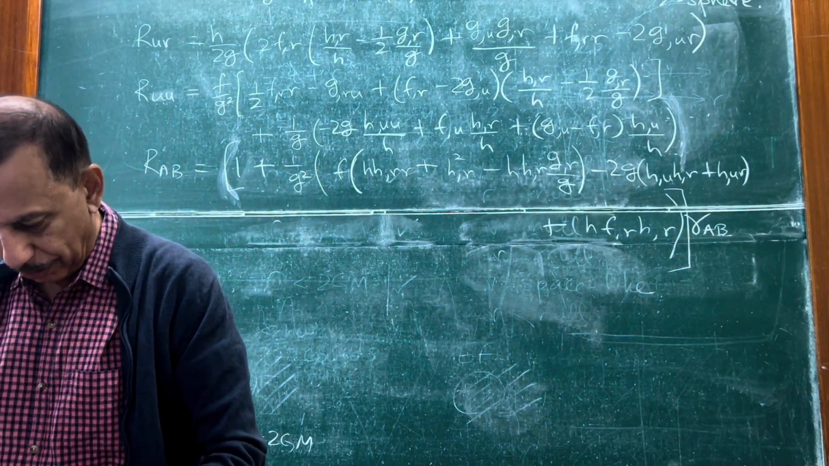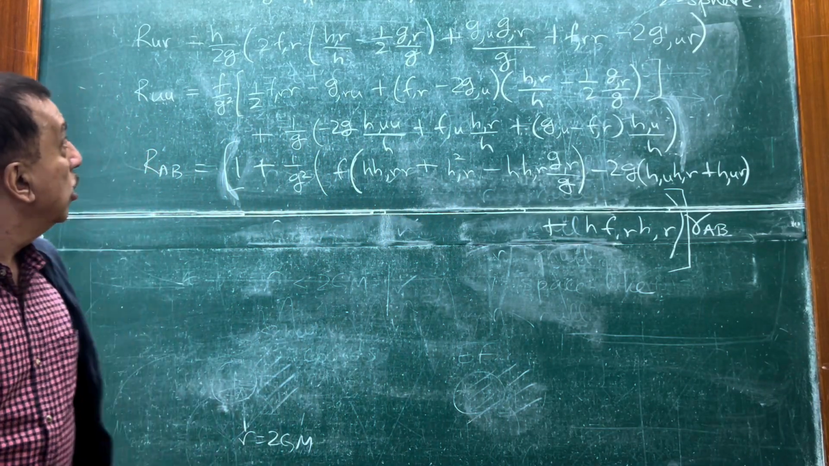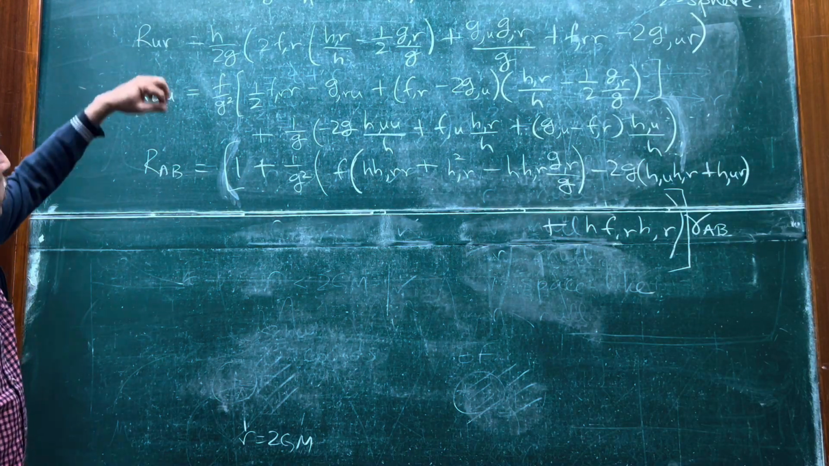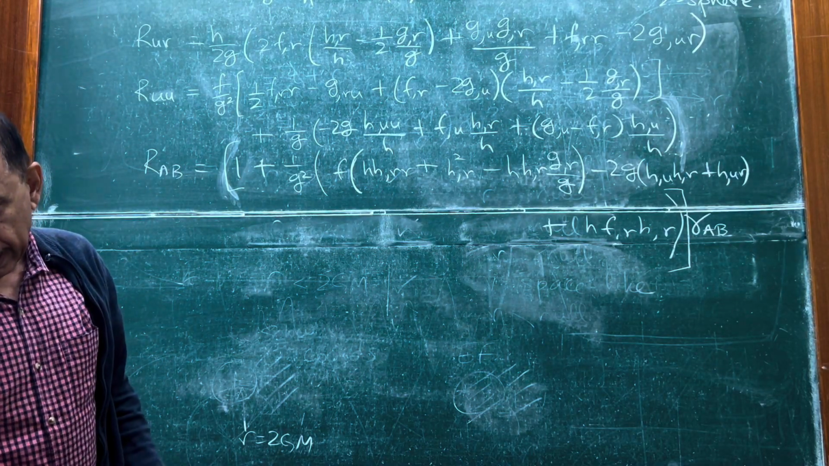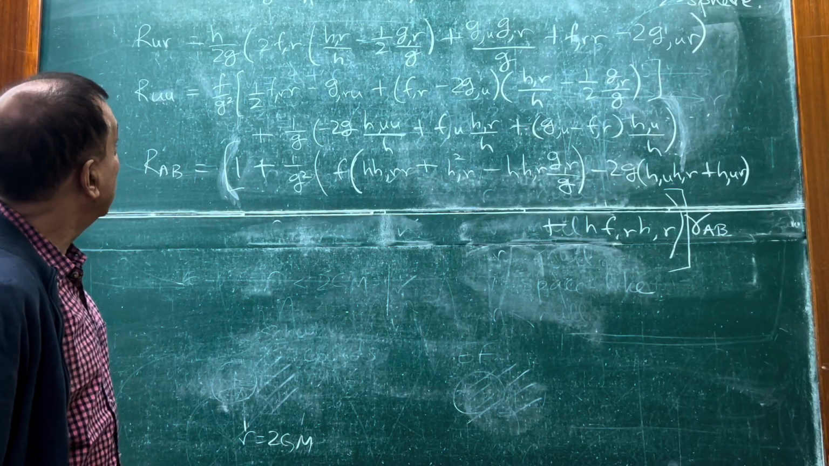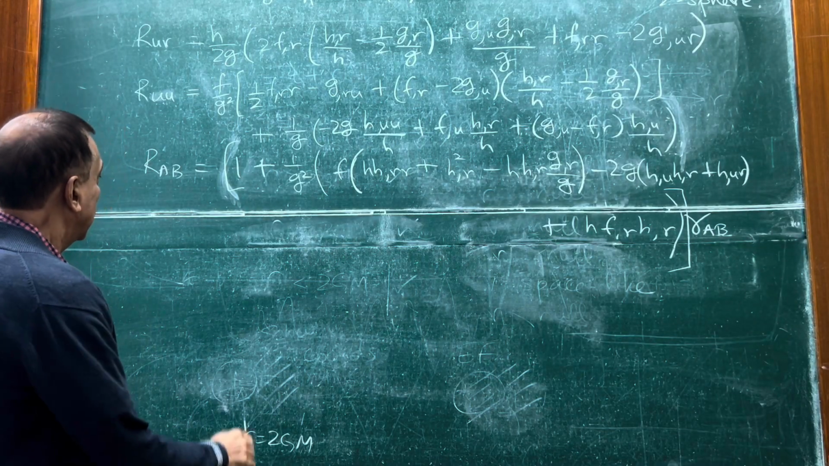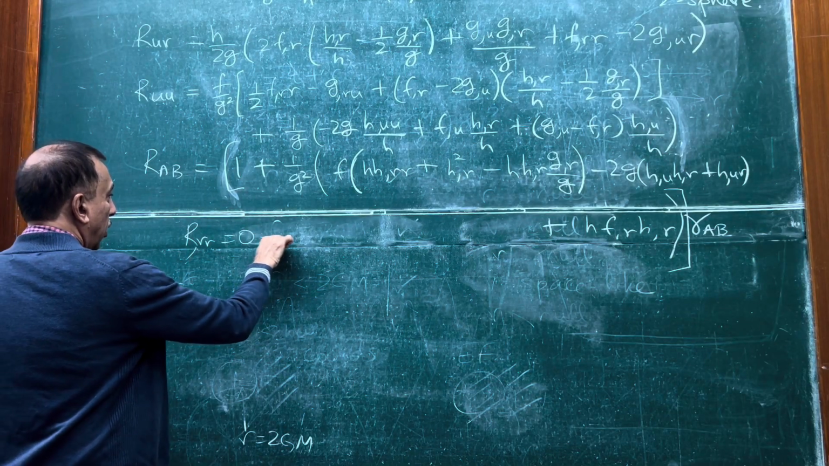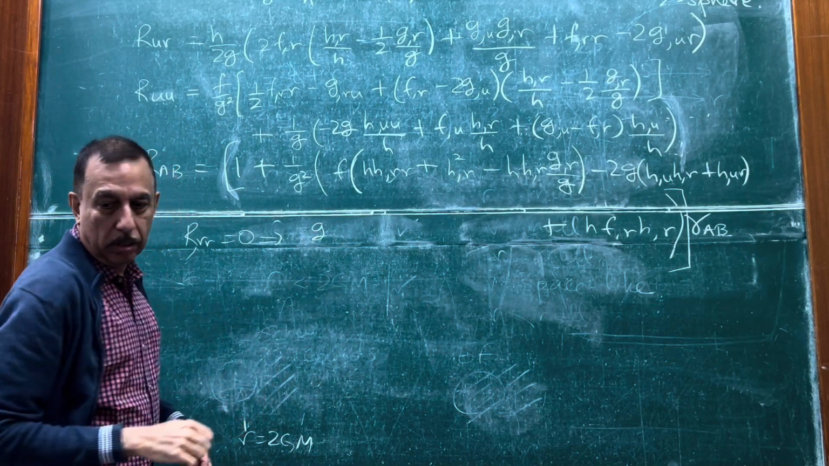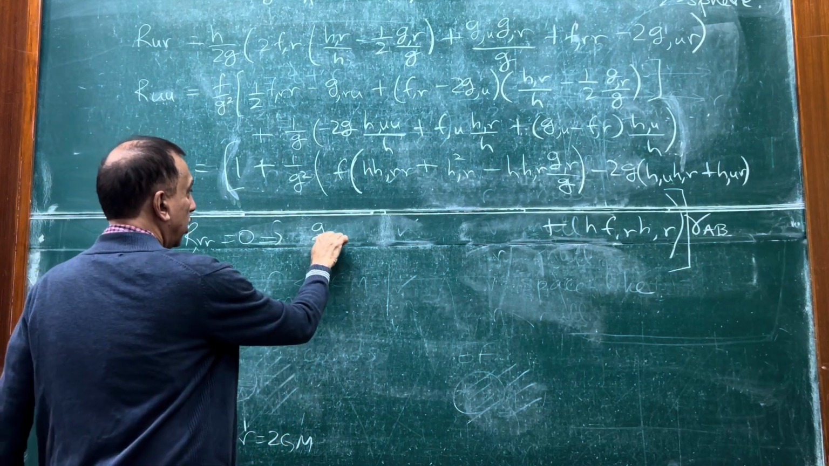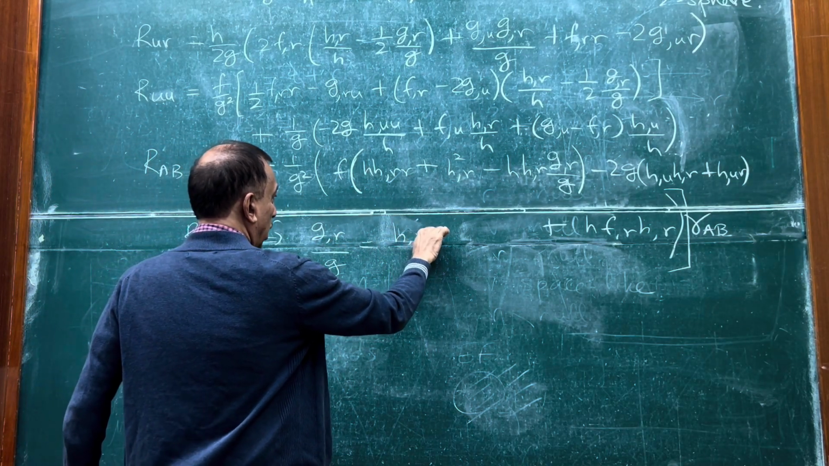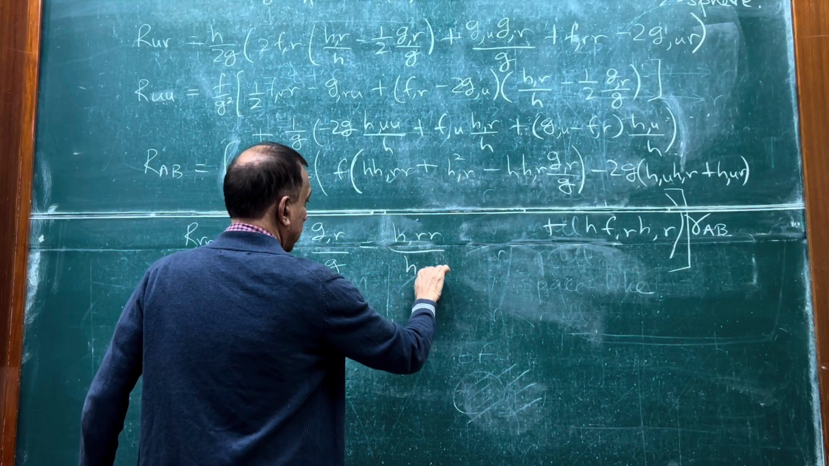Everything closes. Good. Okay. So we start with the first and simplest equation, R_RR equals 0. And from that, we find that G_R upon G is equal to H_RR upon H_R.